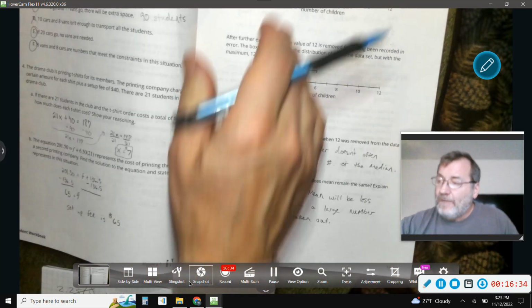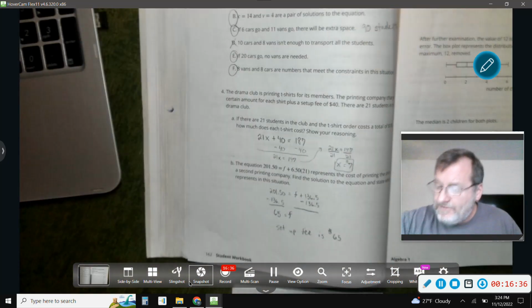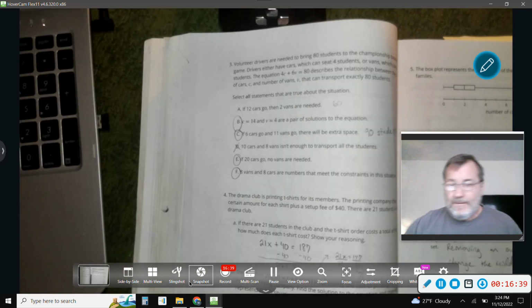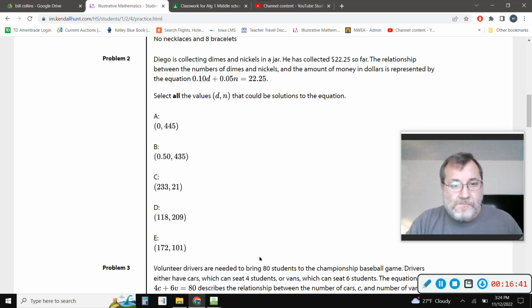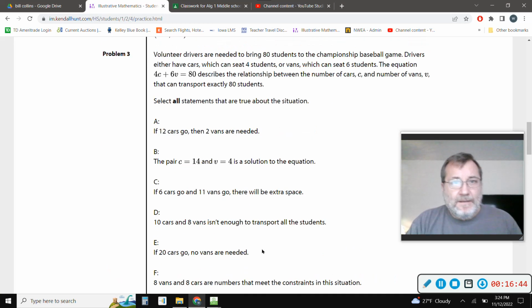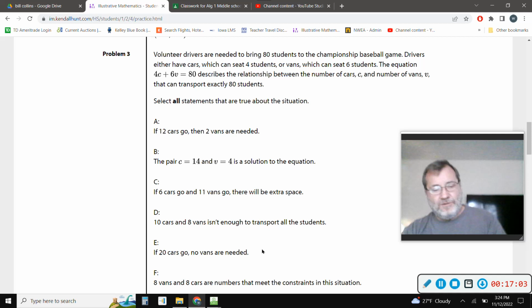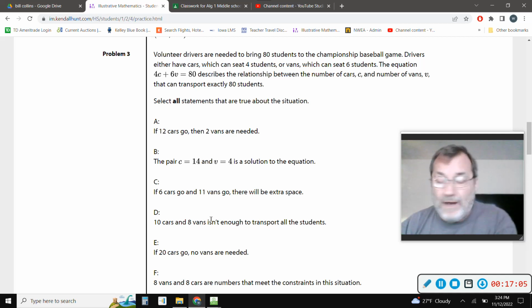Okay, and we're on to number 3, which is on page 162. Let's go back to our number 3. Volunteer drivers are needed to bring 80 students to the championship baseball game. Drivers either have cars, which can seat 4 students, or vans, which can seat 6 students. So they gave you the equation, so let's actually look at that equation, shall we? It's all fun and dandy to give you the equation, but you should be able to just think and derive it. So let's think through this one.